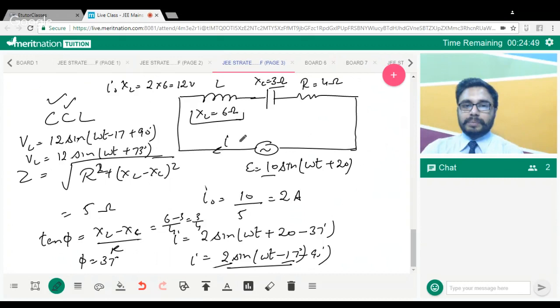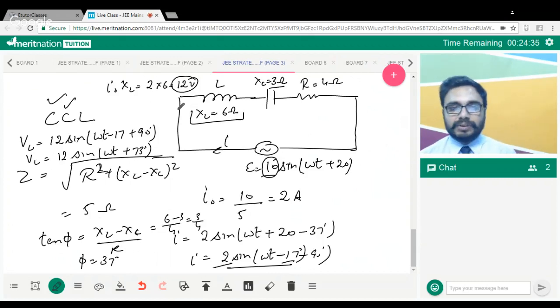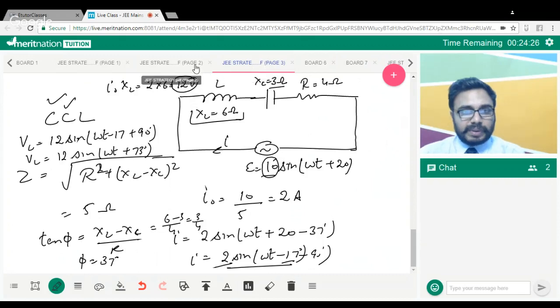Okay, one more important thing to learn from here: the maximum input potential is 10 volt, whereas the maximum potential across the inductor is 12 volt. So this LCR circuit is also used to increase the potential for a particular appliance. That's also why we are using this circuit. Okay, so this is about AC.